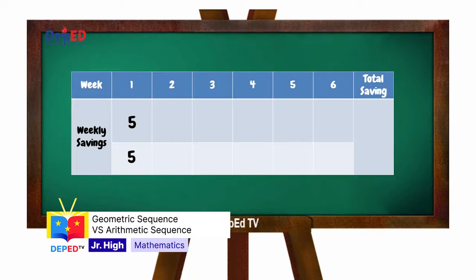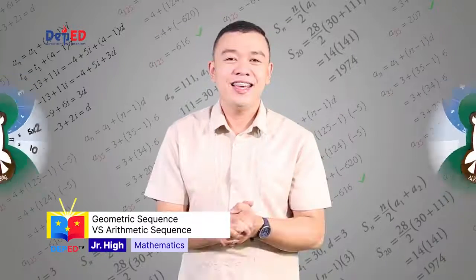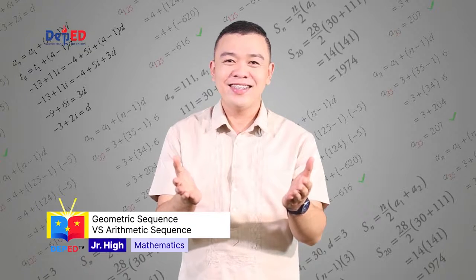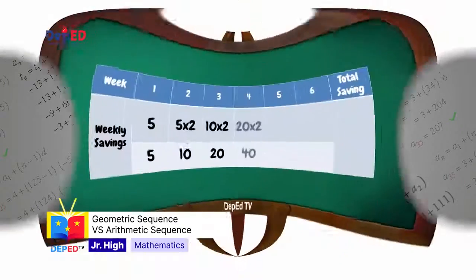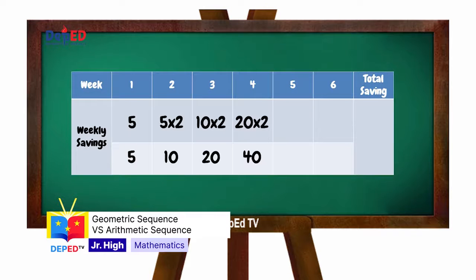Since we started with 5 pesos for the first week, for the second week, you have to save 2 times 5 pesos. So that's 10 pesos for the second week. From 10 pesos, how much should you save for the third week? Yes, that's right. That's 10 times 2, which gives you 20 pesos for the third week. How about on the fourth week? Yes, that's 20 times 2, which gives you 40 pesos for the fourth week.